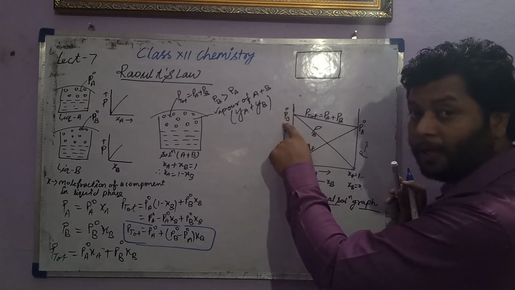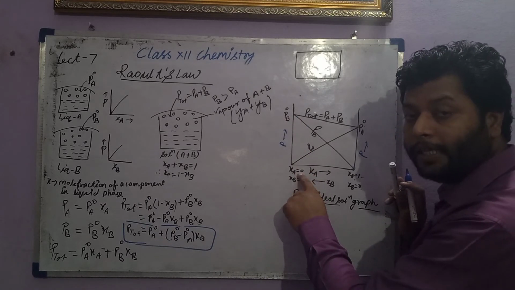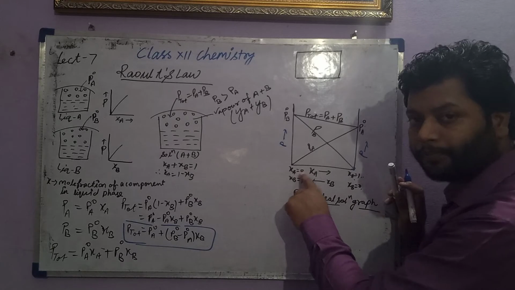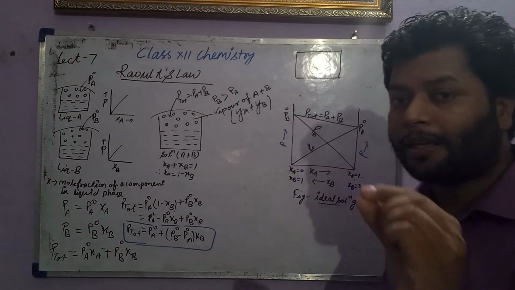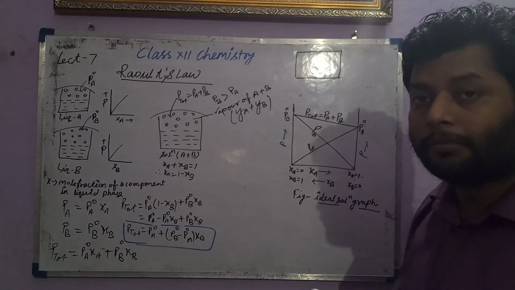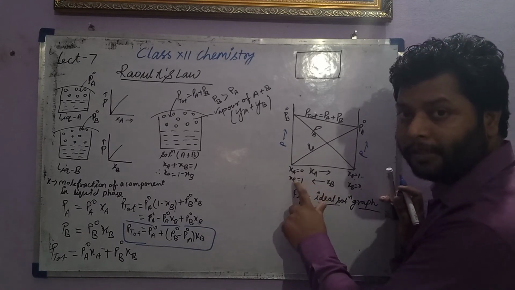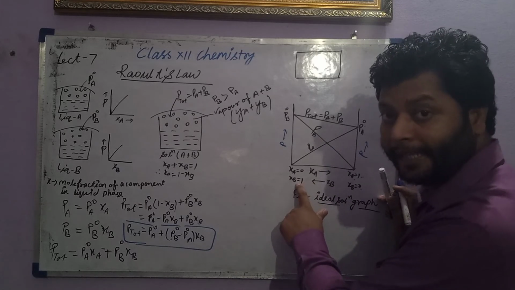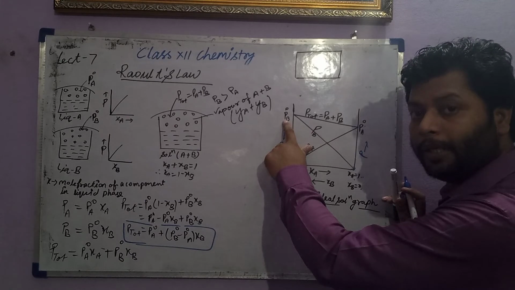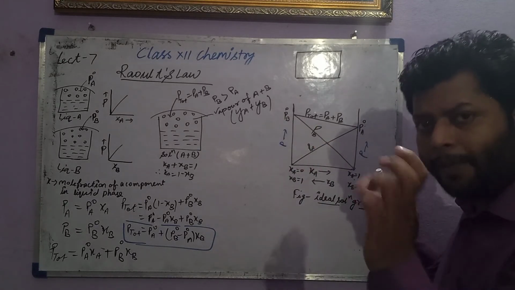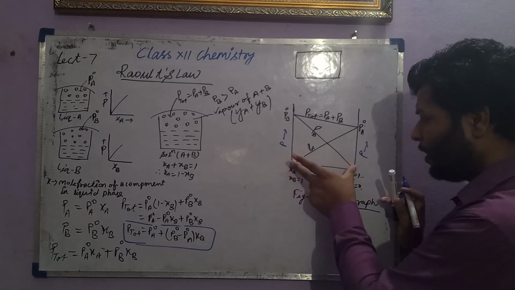P naught B, why P naught B? Because this is the condition of pure solvent, because there is no other component present. Pure solvent means when there is only a single component present in the given liquid. If XA is 0, there is only one component present, that is XB, meaning component B. So that's why that will be P naught B. It means the graph of a solution actually varies in between these two borderlines.